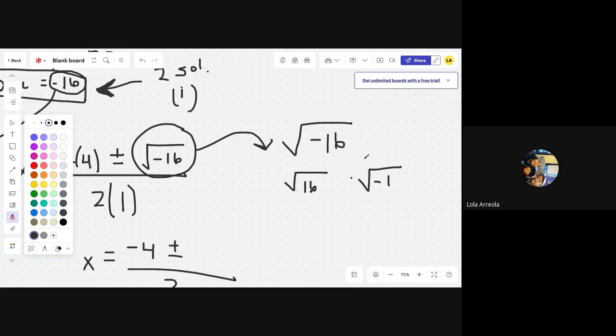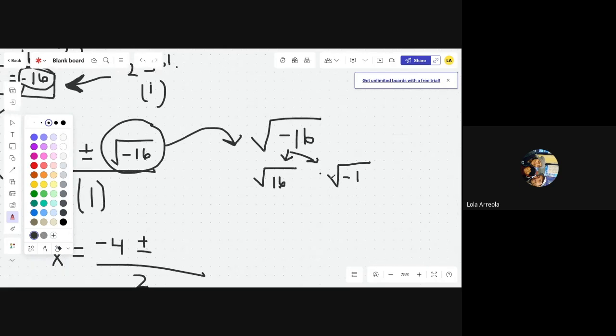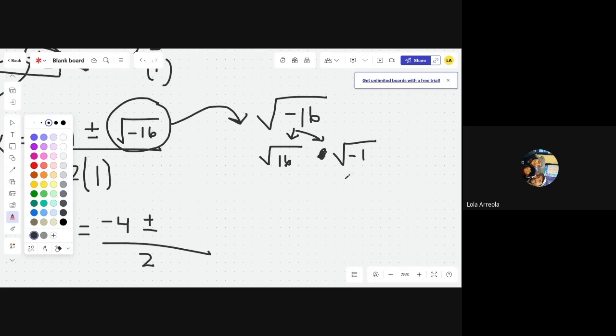16. Okay, so the reason we separate the negative 1 is that the square root of negative 16 is the same thing as the square root of 16 times negative 1, right? 16 times negative 1 gives me negative 16, so I'm just separating it a little bit. The reason I want to separate the negative 1 is because the square root of negative 1 is equal to i. This is where we get the imaginary number.